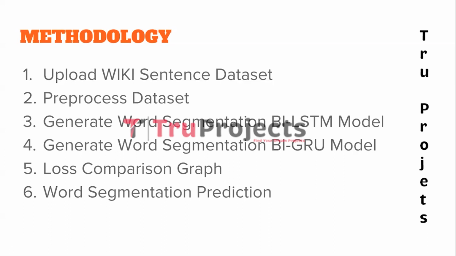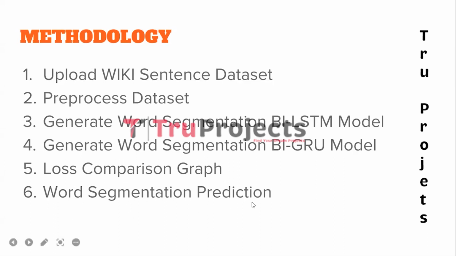This module generates a loss comparison graph to evaluate the performance of the BiLSTM and BiGRU models. The graph visually represents the loss value of each model during the training and allows for the comparison of their performance. Lower loss values indicate better performance in the word segmentation.